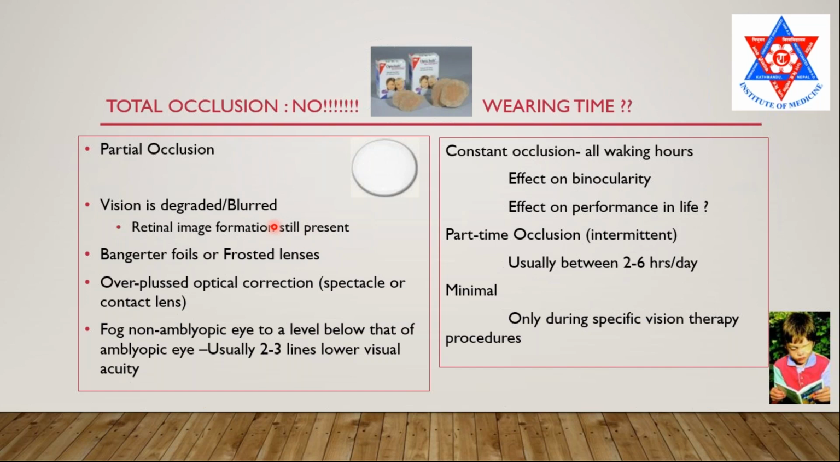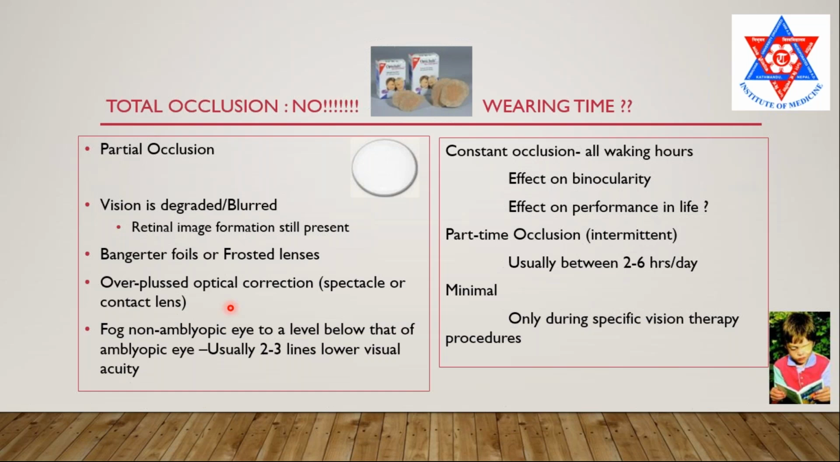So in these cases, different tools like Bangerter foils or frosted lenses are used. But regarding the availability of these Bangerter foils, we can get Bangerter foils according to the grading of visual acuity in the market, but I don't think in the Nepalese market we have such a good facility for Bangerter foils. So basically, what I'll do is to improve the binocularity or to initiate our occlusion therapy.